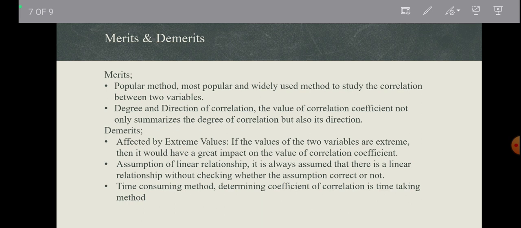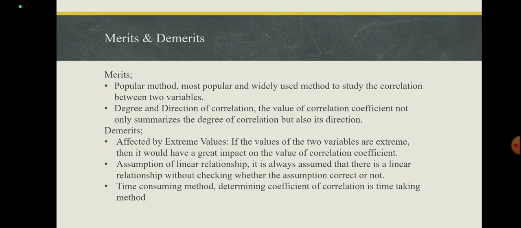The demerit says that the Karl Pearson coefficient assumes a relation without thinking or checking whether the assumption is correct or not. The next one is that it is a time-consuming method. In comparison to other methods of determining the correlation coefficient, this method takes more time than the formula or the other methods.